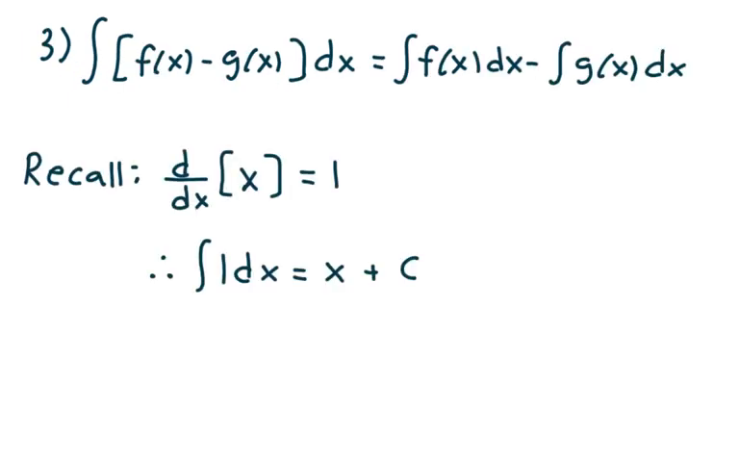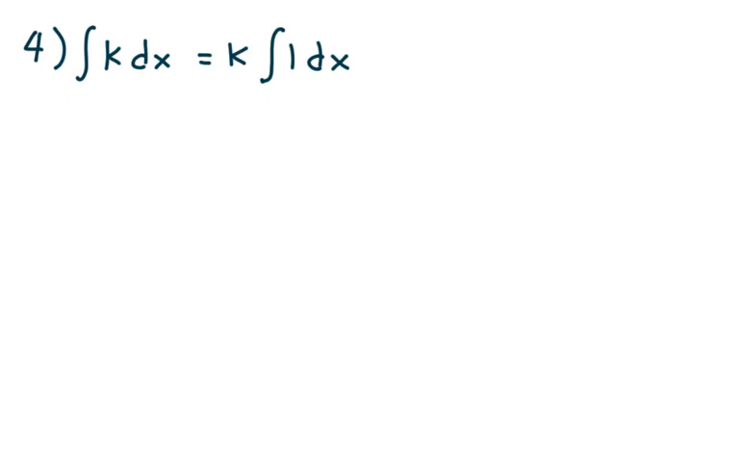With that in mind, let's take a look at number 4. Suppose I had the integral of k dx. This is k times the integral of 1 dx. But look at what we just did. The integral of 1 dx is equal to x plus c. So k times the integral of 1 dx is equal to k times x plus c. That's the rationale for number 4.